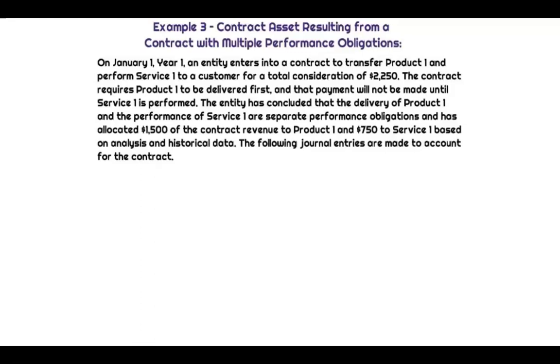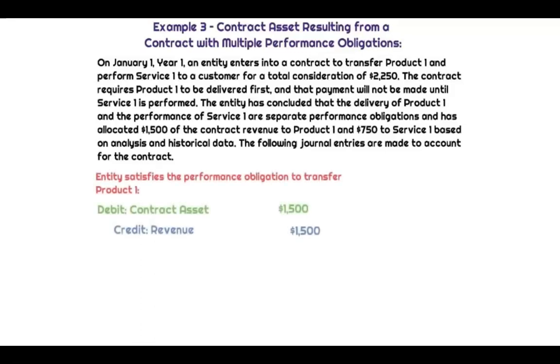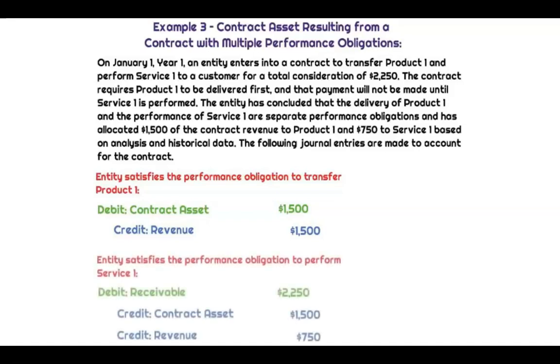Okay, so we're going to take a look at the journal entries yet again. And the first entry would be to record the satisfaction of the performance obligation to transfer product one. Okay, but we remember that the contract requires product one to be delivered first and that the payment will not be made until service one is performed. So we're going to be dealing with some contract assets.